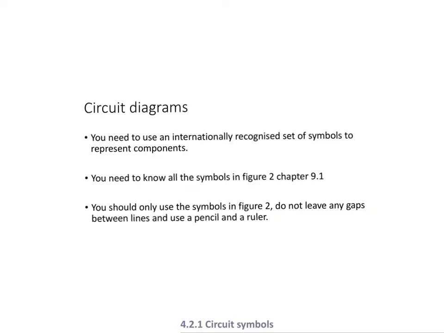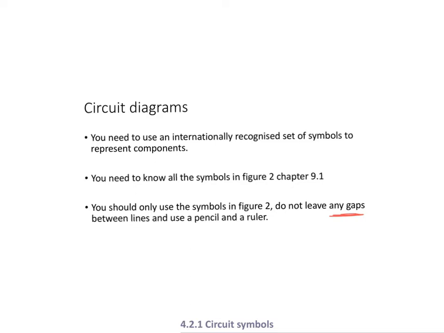Okay, so the first thing we'll start with is circuit diagrams. Now, every time we draw a component in a circuit or even a circuit, we always need to use the internationally recognized symbols. These are symbols I will show you in a minute. Also, a very important part, when you do draw circuit diagrams, you should not leave any gaps between the lines, and you should usually use a pencil and a ruler. If not, they should be nice and neat.